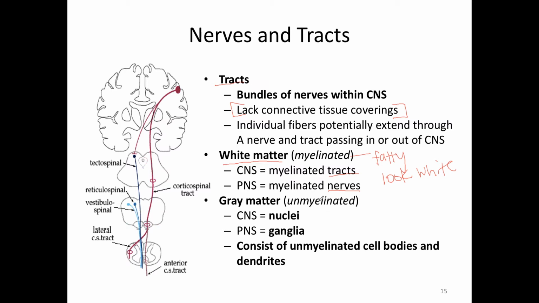Gray matter takes two forms, and this is unmyelinated nerve fibers such as dendrites and some axons, as well as cell bodies. So in the central nervous system, we call these nuclei. So it typically looks like an island of gray matter surrounded by white.